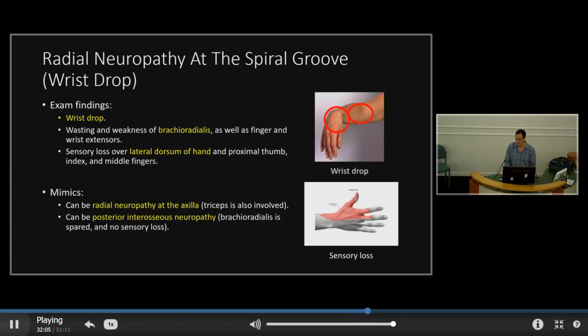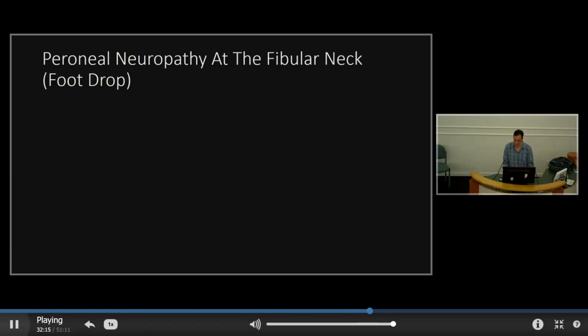You'll just get the wrist drop and not a lot else. So clinically, you can determine often not only is this a radial neuropathy, but to an extent where the damage is. And then you can tell the person doing the nerve conduction study what they're going to find, hopefully.